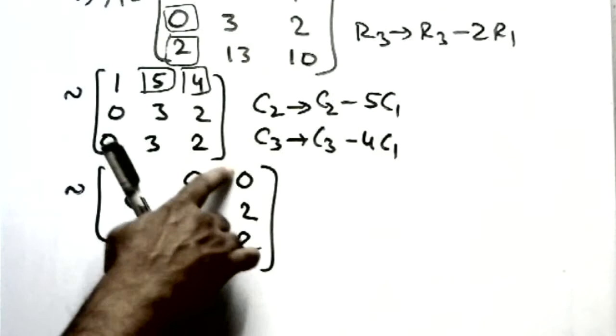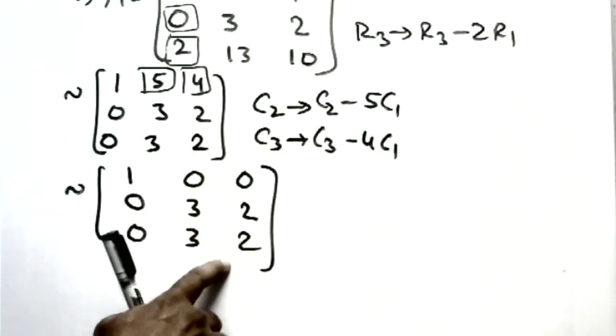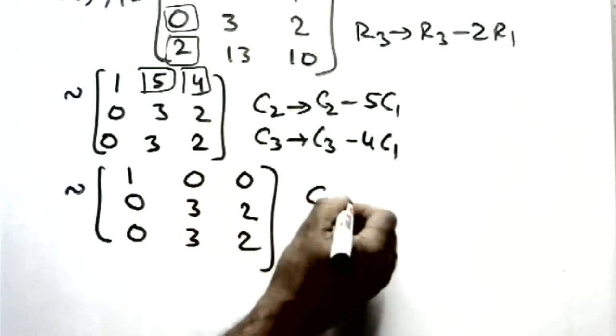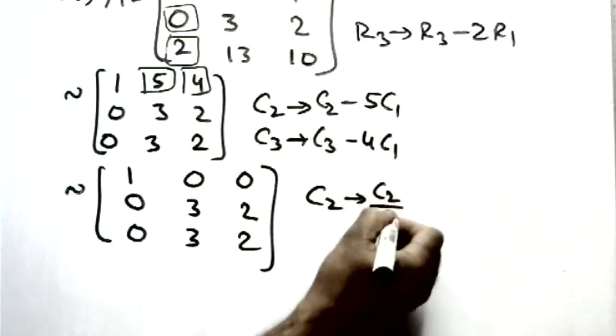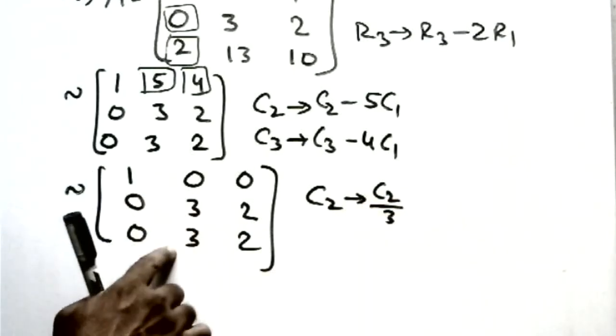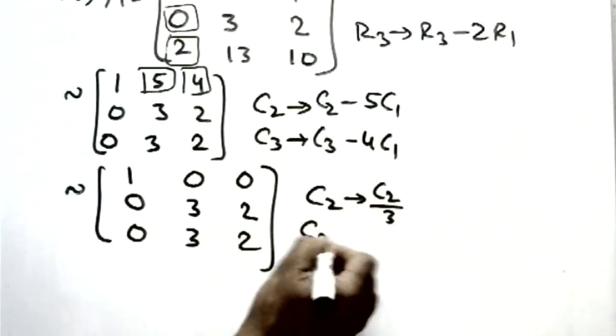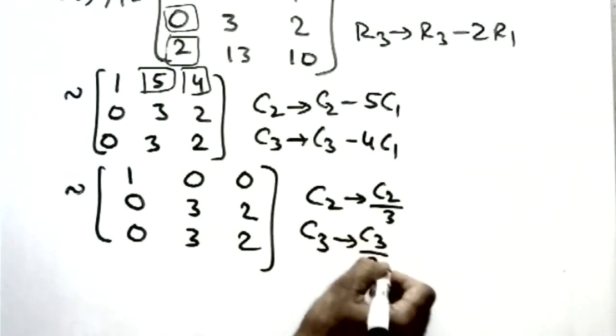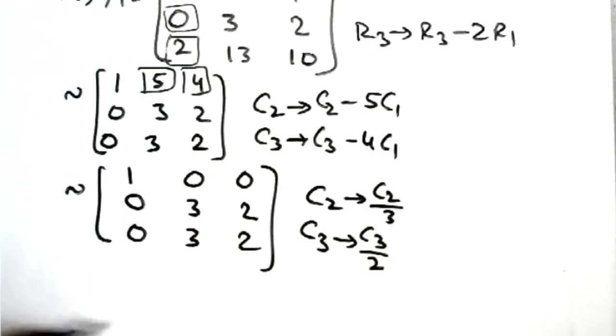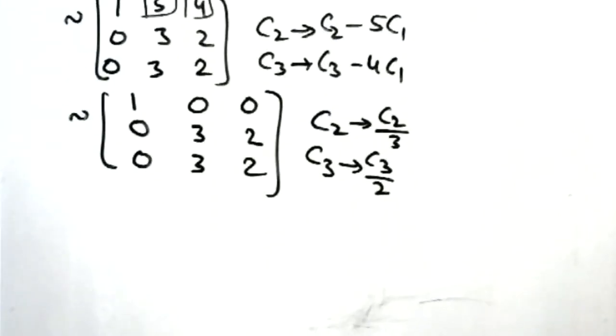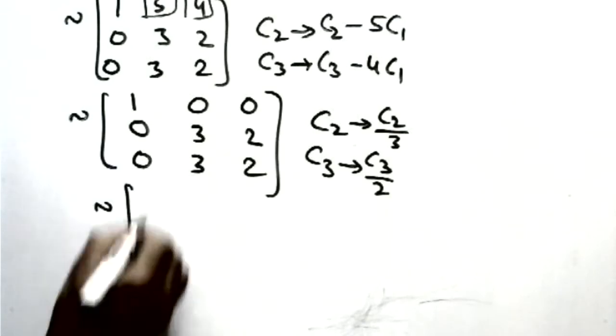Okay. Let me do one thing. We can take common here 3. We can take common here 2. Let me take common. C2 implies C2 by 3. If we take common, it will become easy. In the same way, C3 implies C3 by 2. Whenever we get some common factor in between the steps, take common because it will become easier.